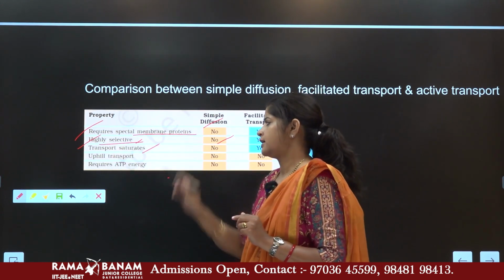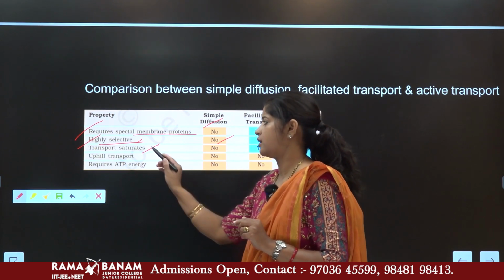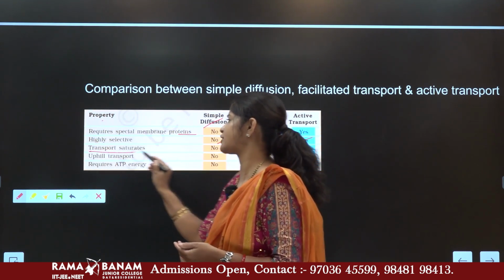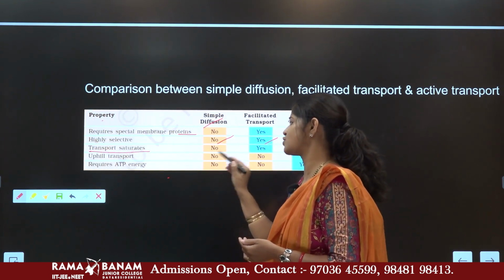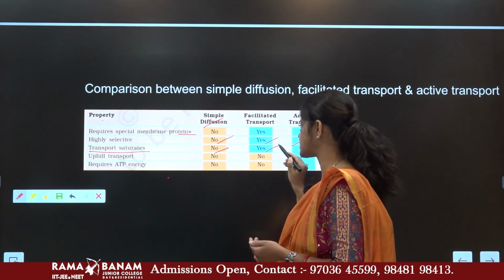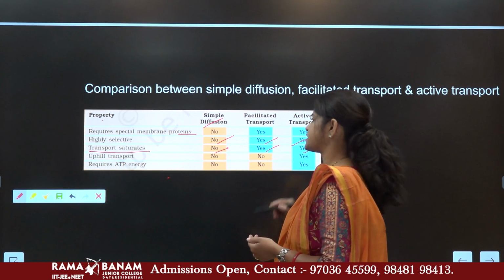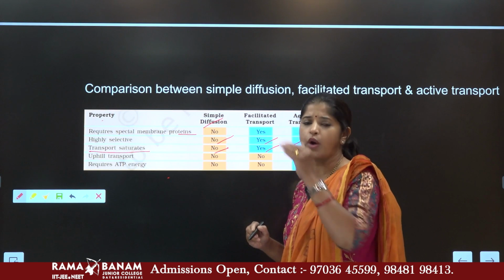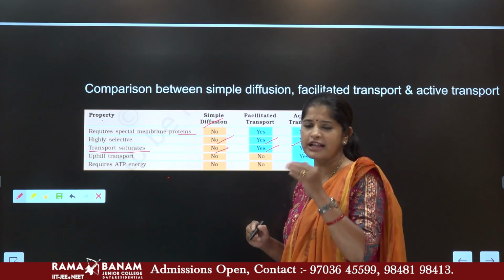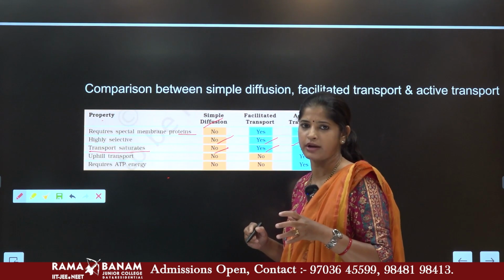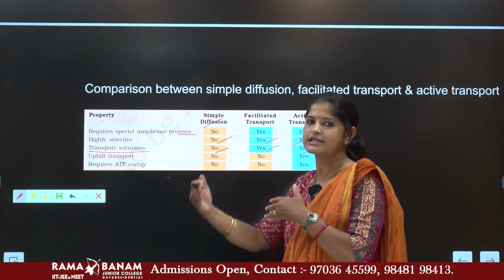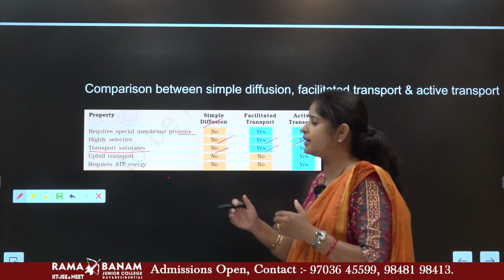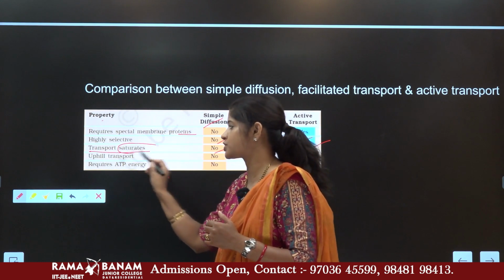Now, student, the third point, transport saturation. What is the meaning of transport saturation? For simple diffusion it is not applicable, for facilitated transport it is applicable, and for active transport it is applicable. Saturation means the maximum point. When your transportation reaches the maximum point, after that point it cannot transport further. So, when transportation reaches the maximum point, that point is called saturation.